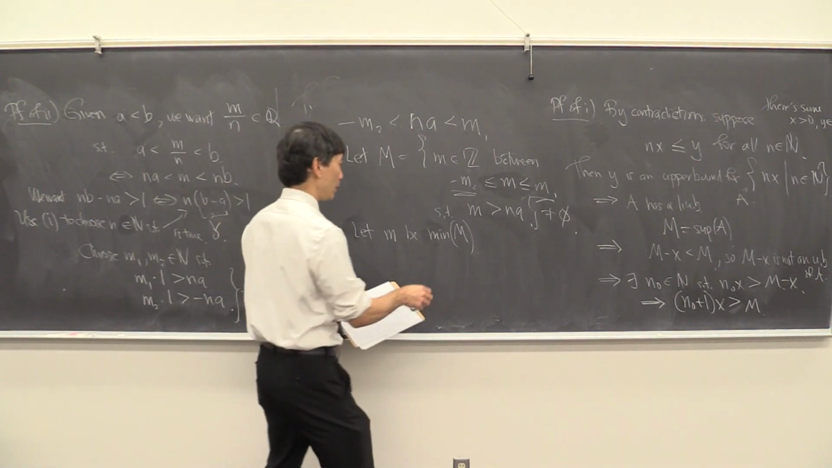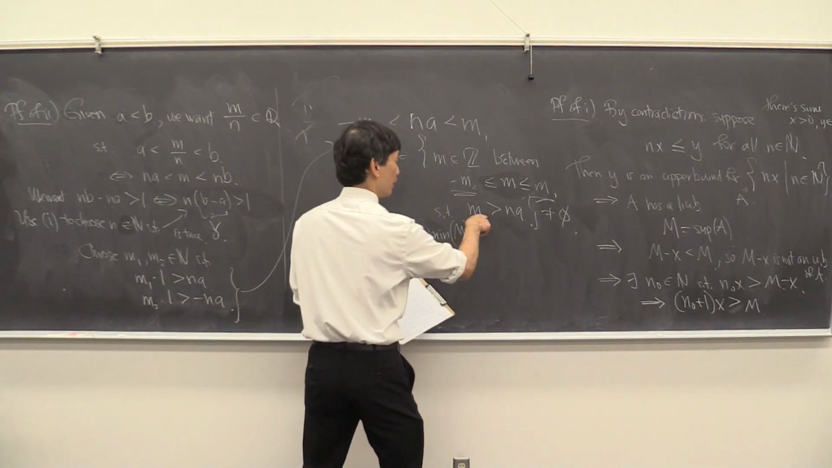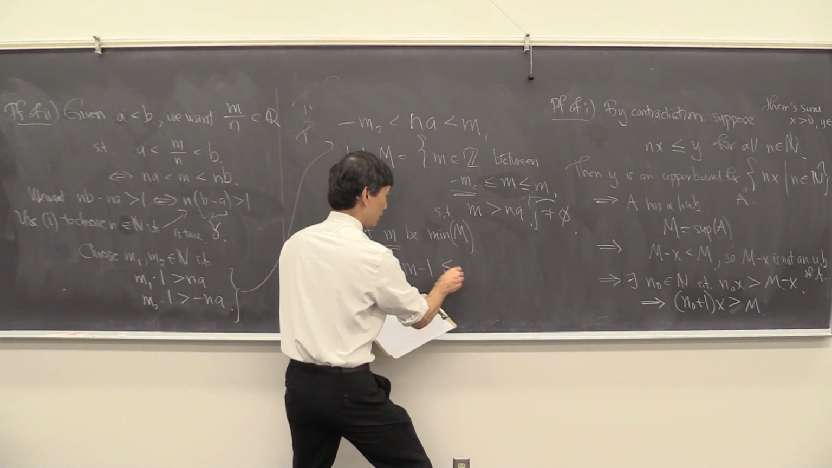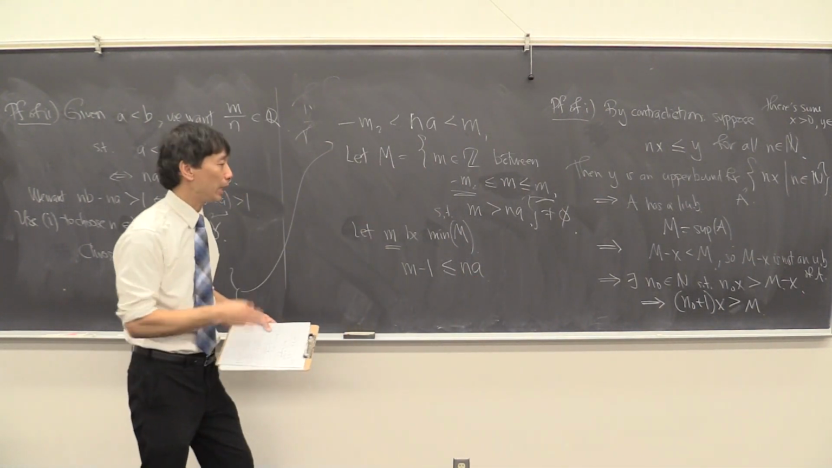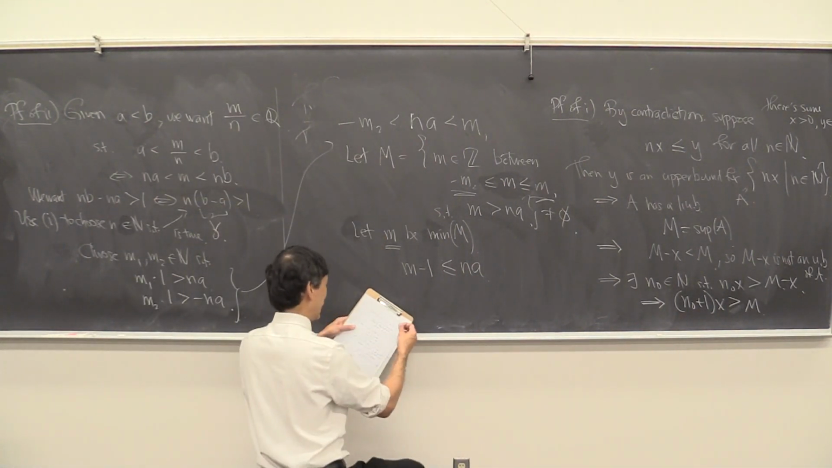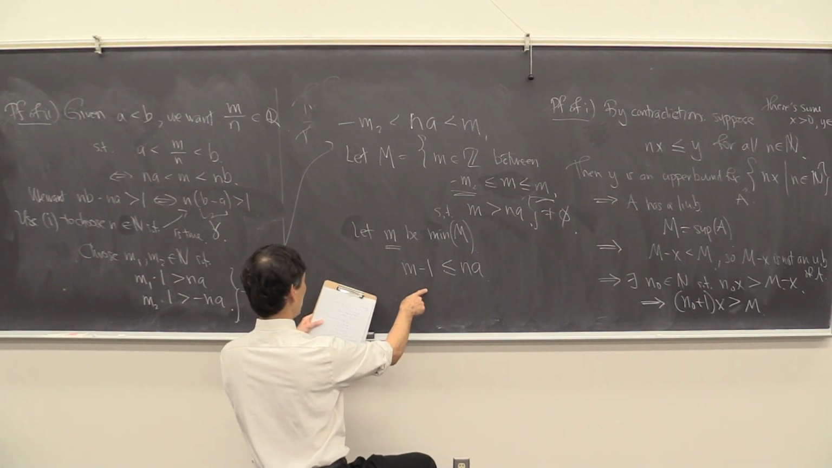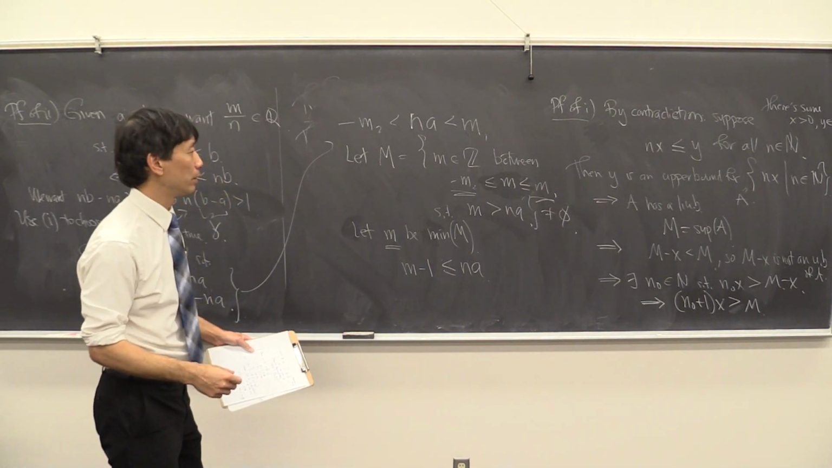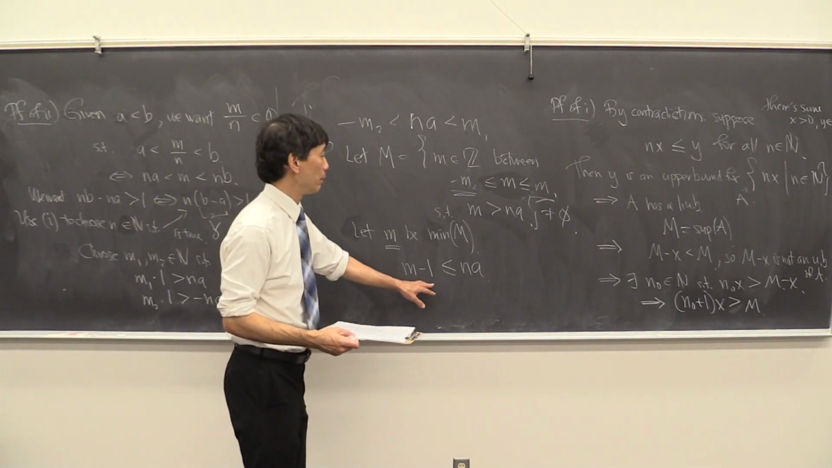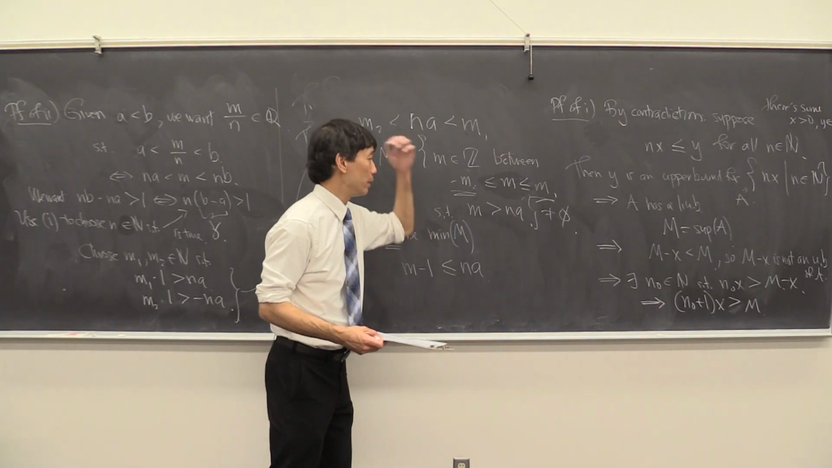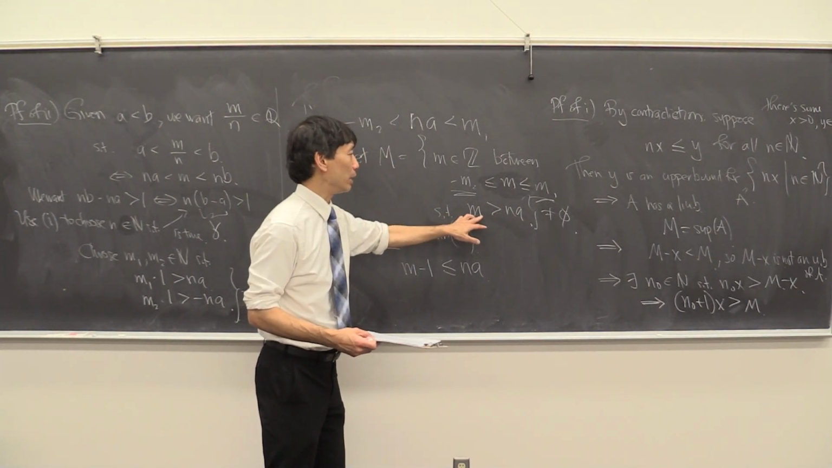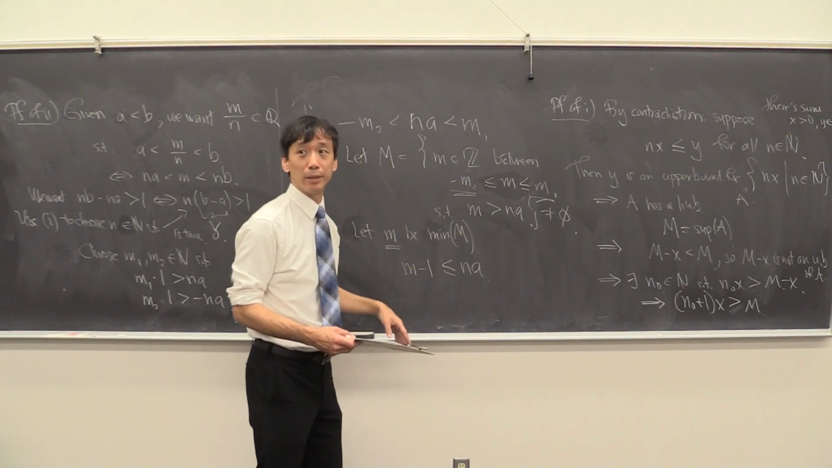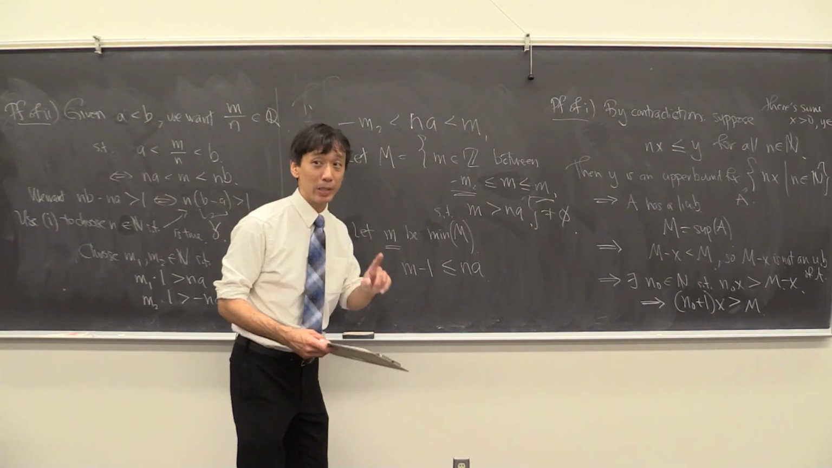So m is the smallest integer that is bigger than na, so you know that m minus 1 must be less than or equal to na. Why is there the equal sign? Well, m is bigger than na, so m minus 1 is not bigger than na. In other words, it's less than or equal to na. Okay, let me just finish. We can talk after.